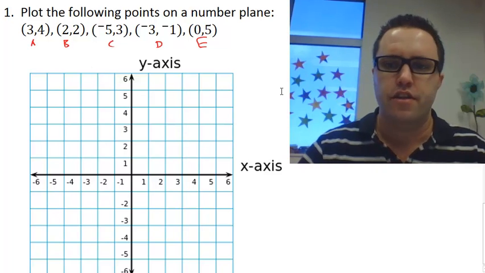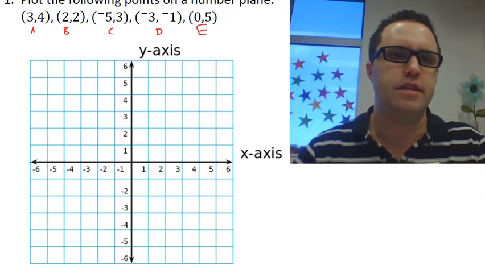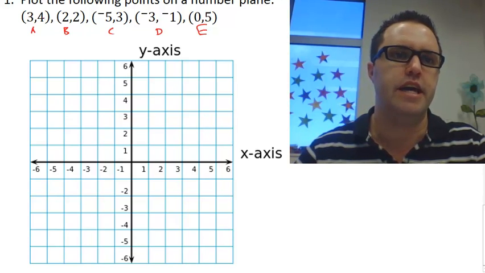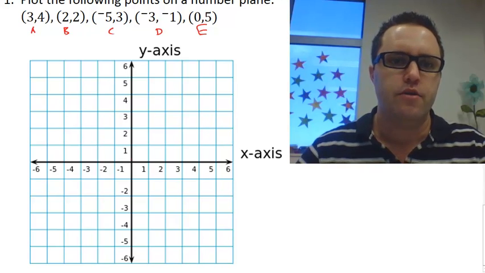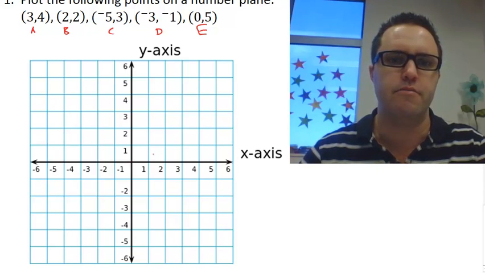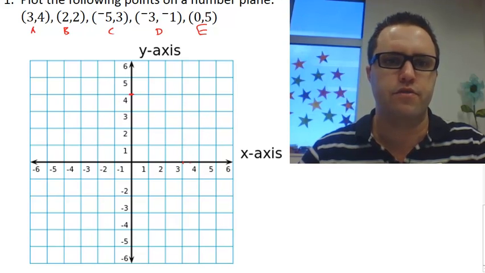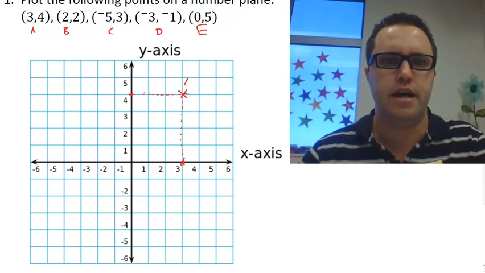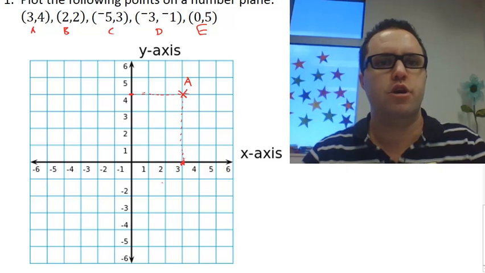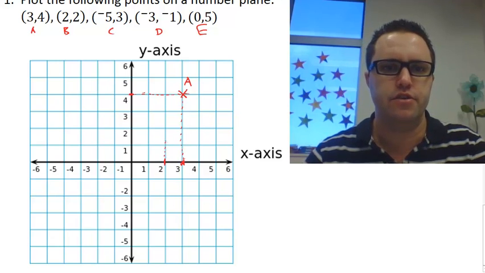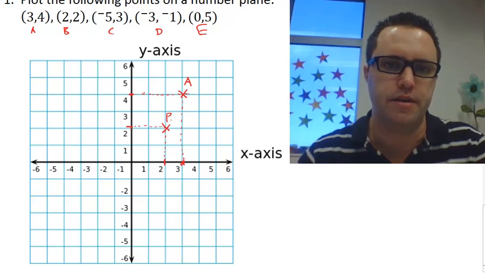Okay, first off, 3, 4. So what that means is that our x value is 3 and our y value is 4. So to do that, we find our x-axis, which is the horizontal one here, remember, and we come across to 3, and then we go up and we find y equals 4. So there's x equals 3, y equals 4. We come across, come up, find where they intersect, and this is our point A. Okay? 2, 2, same deal. Find x is 2, find y is 2, where they intersect is the coordinate for B. Okay, that's the point.